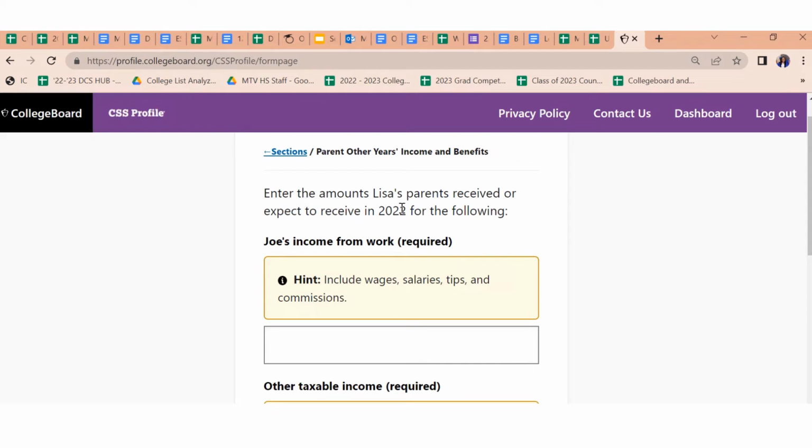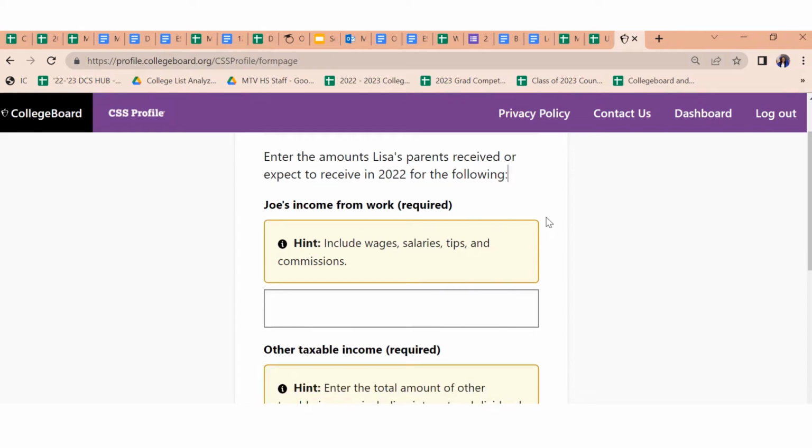Now this is asking, enter the amounts that this student's parents received or expect to receive in 2022. So notice we're talking about this year now. These are basically predictions for what the earnings and income will be for this parent at the end of this year. So again, as I mentioned before, do not overestimate here. Unless there's going to be significant changes in income from work this year, you want to probably put a similar amount to what you earned in 2021.